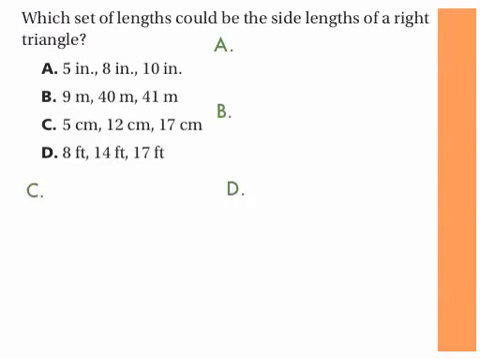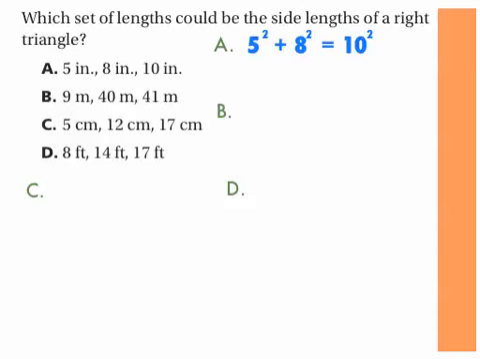This last example says, which set of lengths could be the side lengths of a right triangle? This time they've given me all 3 side lengths, and I just have to apply the Pythagorean theorem to these and see if I get a true identity or I do not. So for A, I have 5, 8, and 10 inches. 10 would have to be my C, or the hypotenuse of this possible right triangle. So I need to say 5 squared plus 8 squared equals 10 squared.